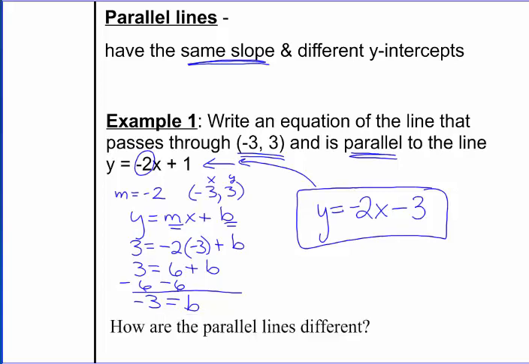So look at those two equations and identify how the parallel lines are different. Hopefully you recognize that they have the same slope, so that's how they're the same, but the y-intercepts are different. We have a +1 here, that was the original equation. The parallel line has a y-intercept of -3. The y-intercepts must be different. So you have the same slope, different y-intercepts. This line is parallel.